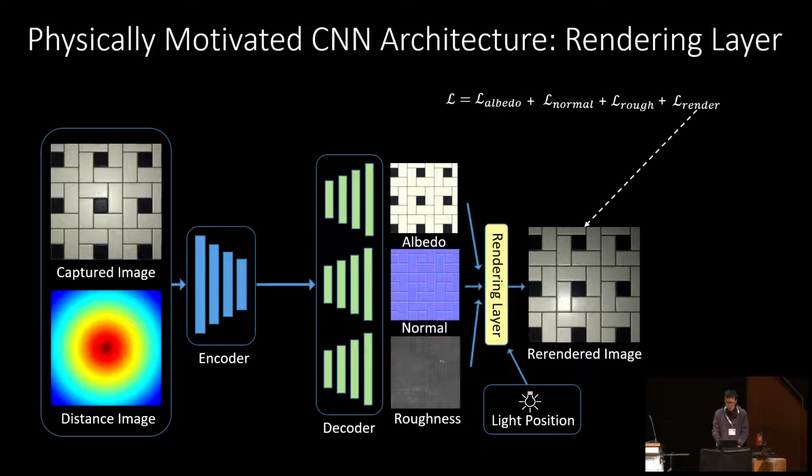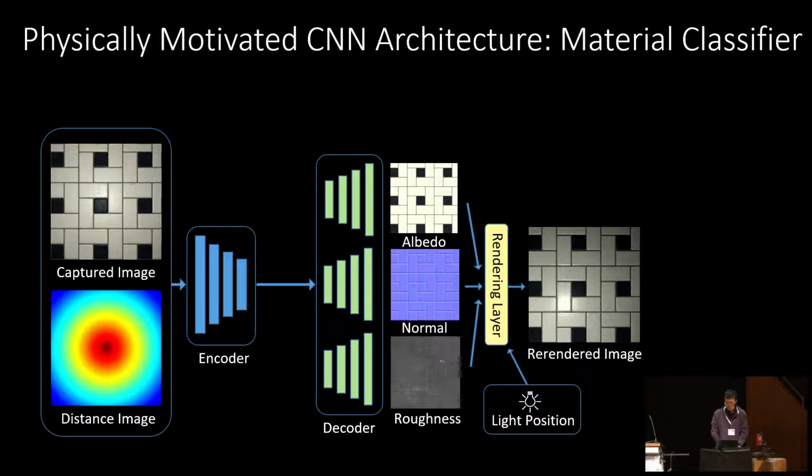We define a rendering loss to be the L2 distance between the image rendered from the ground truth BRDF parameters and the image rendered from the estimated BRDF parameters. Since the rendering layer is differentiable, the gradient can be backpropagated to train the network.